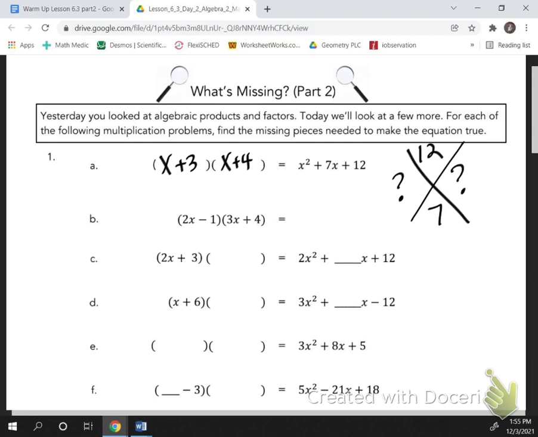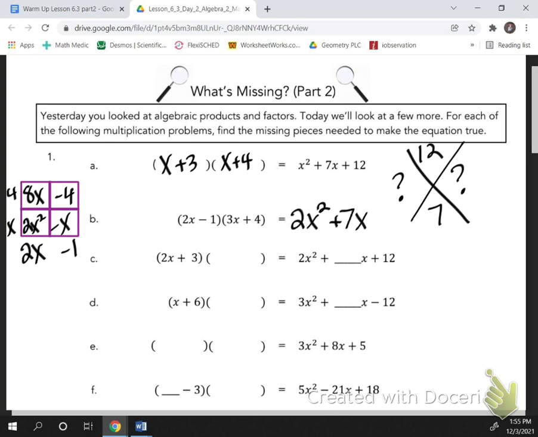B is also review from the other day. How do I distribute those things? I could foil or I could box. Okay. So we're going to distribute and multiply this out. We're going to write our result. So we should get 2x squared plus 7x minus 4.